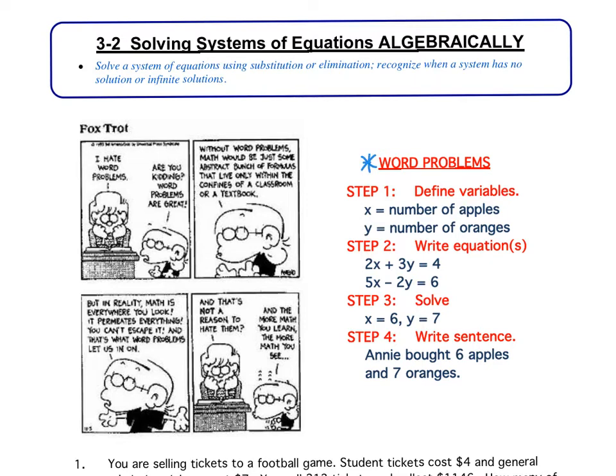So as you can see, there are 4 steps to any word problem, and I want us to follow these steps every time. You always need to define your variables, write your equations, solve, and then write a sentence explaining your answer. That sentence is important. You need to explain what your answer means in the context of the problem. Today's video, we're going to do some examples together, and then you're going to do an example or two on your own.